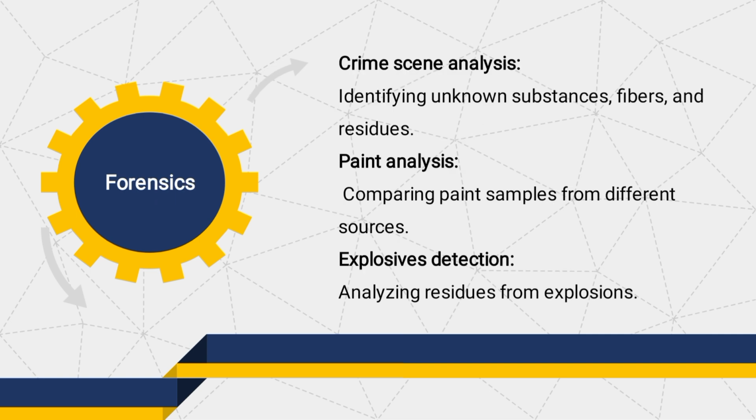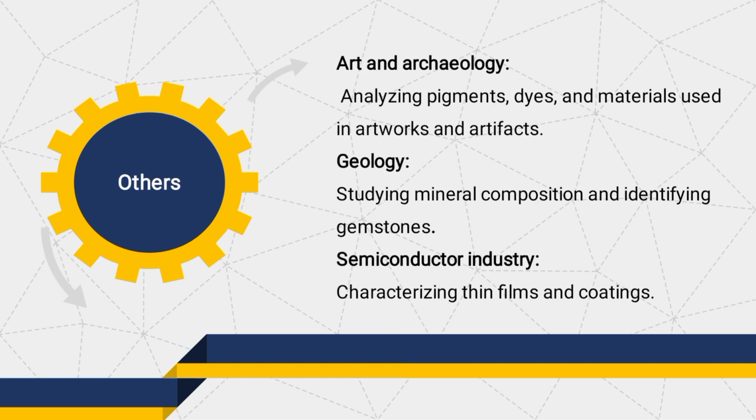In forensics, FTIR is used for crime scene analysis. How? By identifying unknown substances, fibers, and residues and comparing them with the reference samples. Paint analysis: comparing paint samples from different sources, and explosive detection: analyzing residues from explosions.